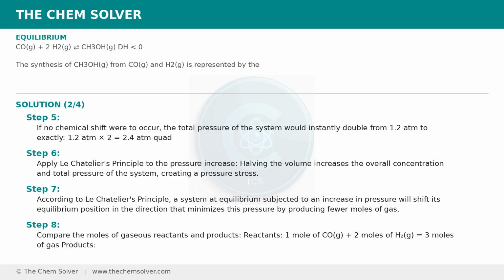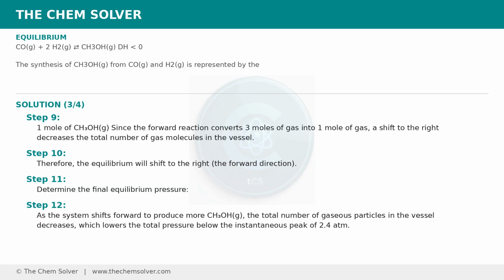Compare the moles of gaseous reactants and products. Reactants: 1 mole of CO plus 2 moles of H2 is equal to 3 moles of gas. Products: 1 mole of CH3OH, since the forward reaction converts 3 moles of gas into 1 mole of gas. A shift to the right decreases the total number of gas molecules in the vessel. Therefore, the equilibrium will shift to the right, the forward direction.